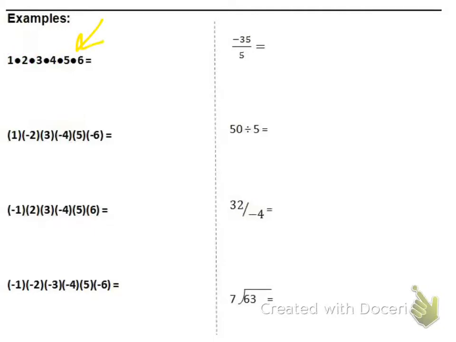For the first example, we're multiplying 1 times 2 times 3 times 4 times 5 times 6. Now when we do this, we do have multiple operations even though they are the same operation. So order of operations tells us we want to go from the left side all the way over to the right side and work in that direction.